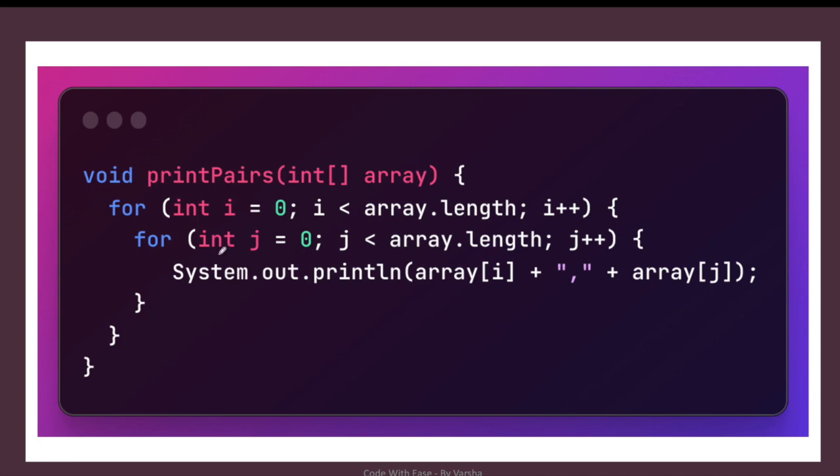Print pairs. This is another method. Here, they are trying to print the pairs of the elements of this array. So again, pause the video for a while, think of the time complexity, and then replay it.